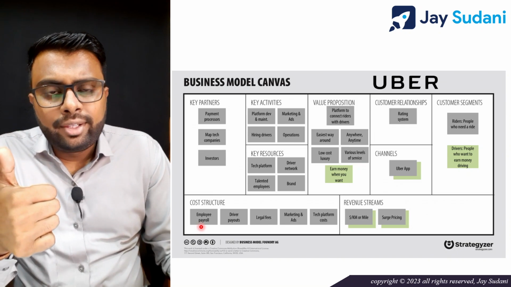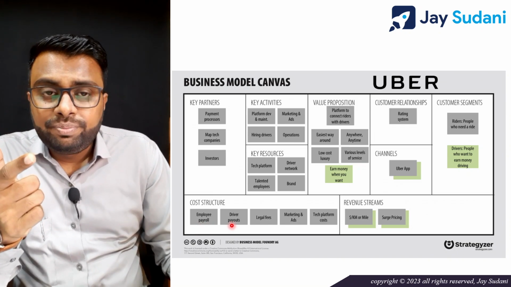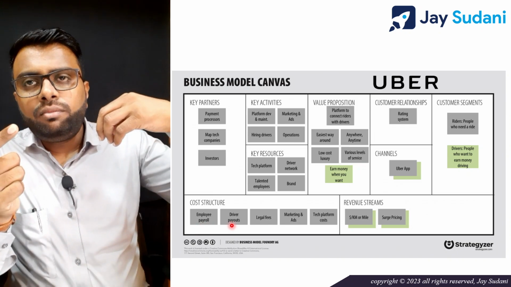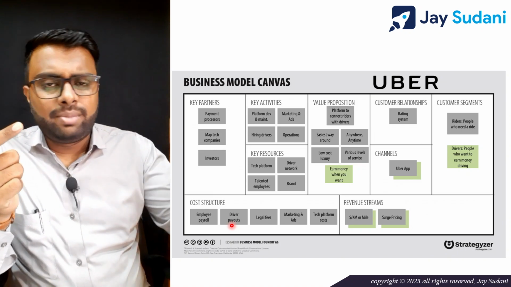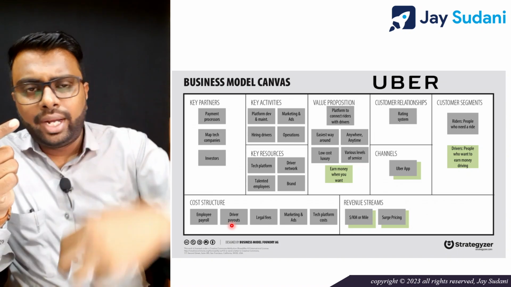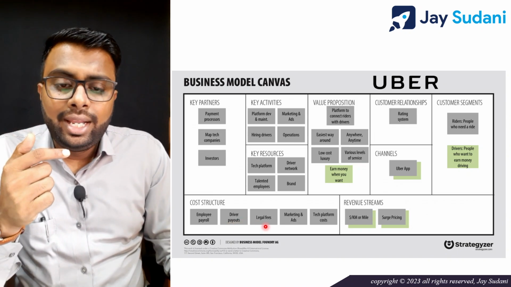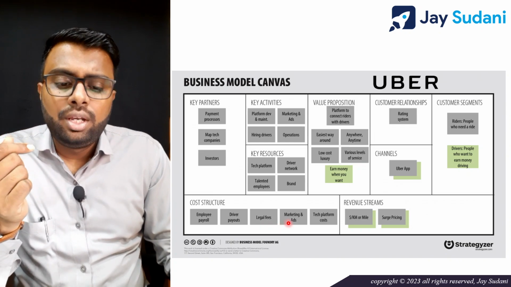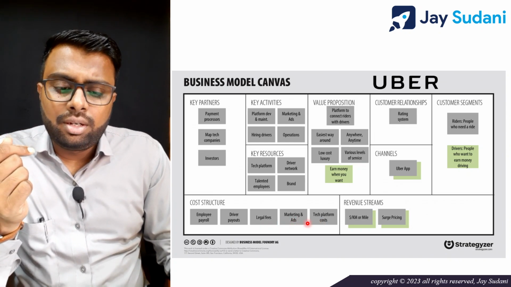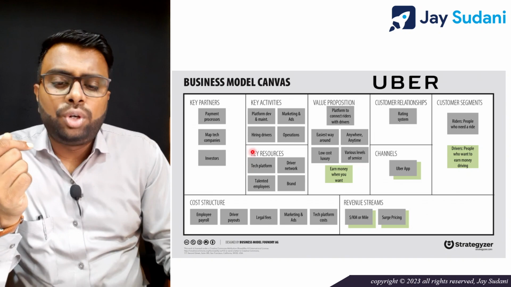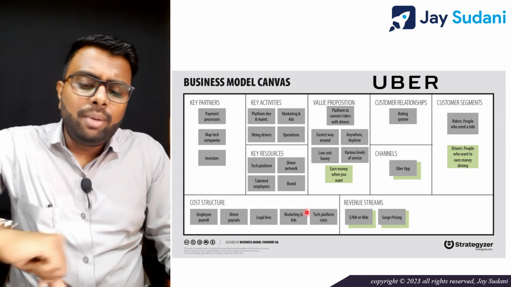Employee payroll, salaries for the employees, drivers' payout. The moment the driver completes the ride, the customer will pay Uber first, and from that the driver is going to get paid. Legal fees, because they have lawyers. Marketing and advertisement cost, tech platform cost. So all this they have mentioned, and all this will come as a part of the cost structure.